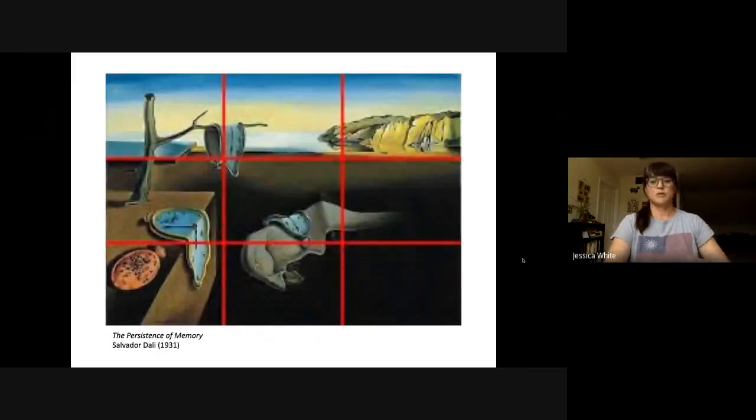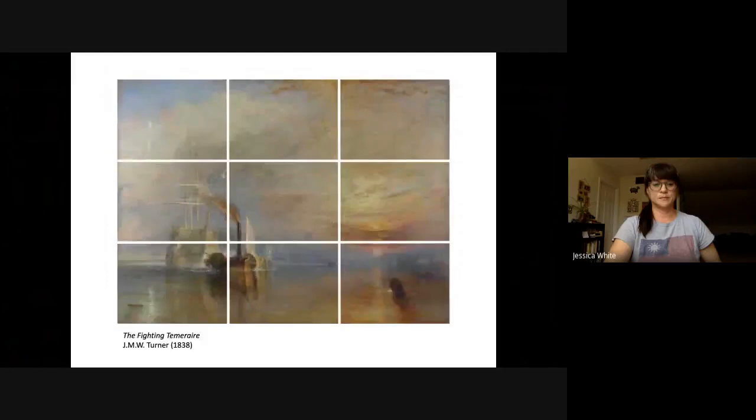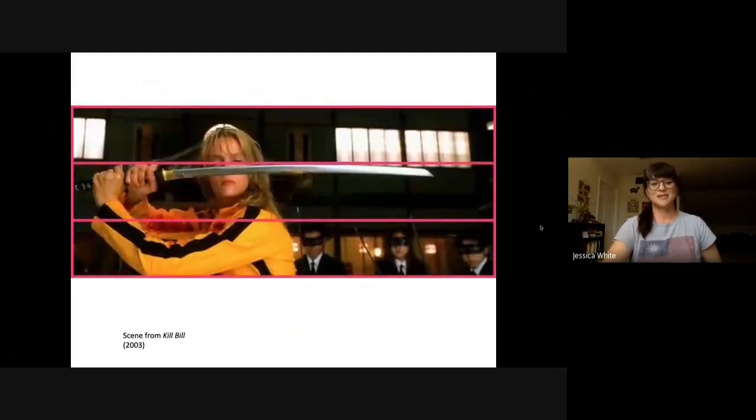A few other examples I want us to look at is The Persistence of Memory by Salvador Dali. Notice how he's paid attention to breaking up his page into thirds. The Fighting Temeraire by J.M.W. Turner. Again, you don't have to necessarily focus just on vertical or horizontal thirds, but you can use both elements in your image. And then here's a scene from Kill Bill, which I felt like broke up the thirds so perfectly that I had to include it in this slideshow.